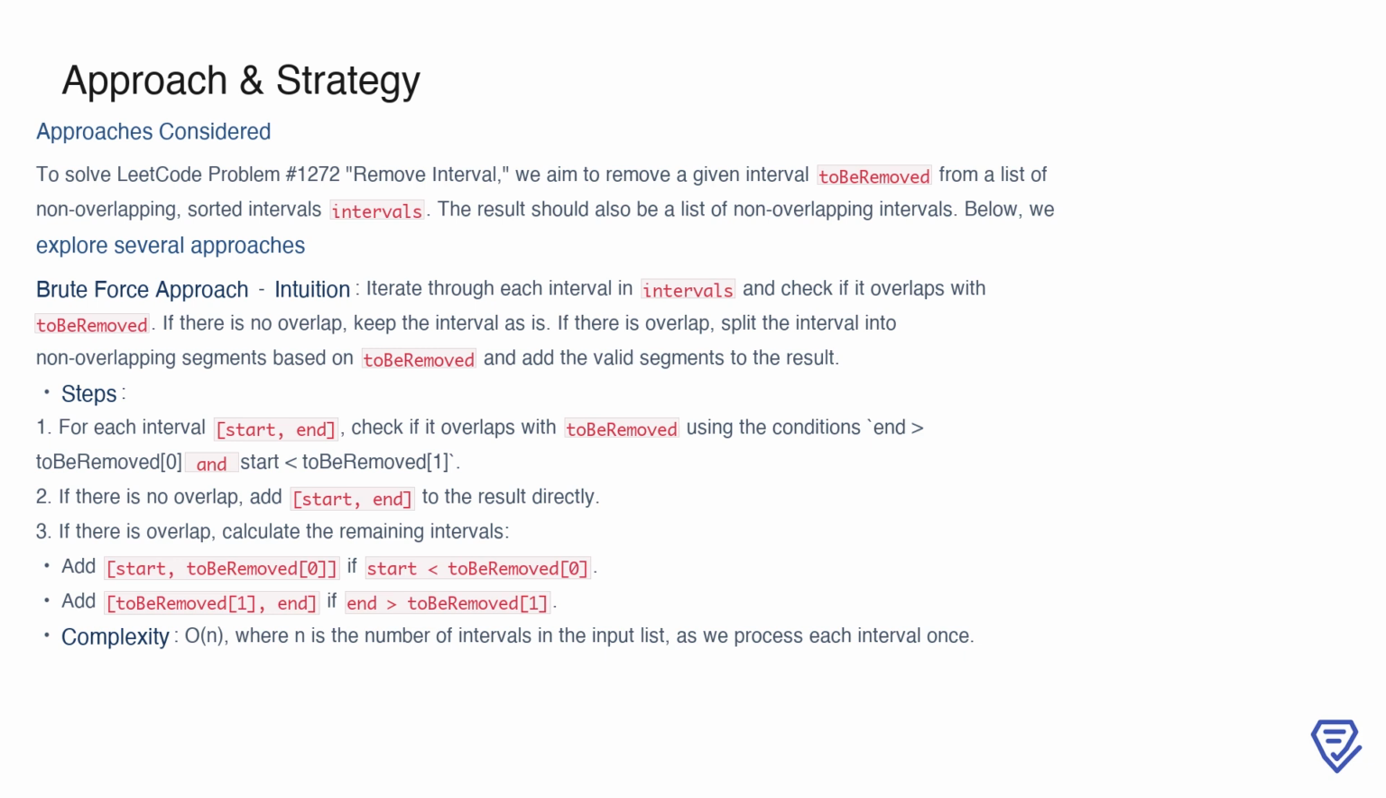The key steps for this approach involve performing overlap checks based on the conditions end of to be removed <= 0, and start of to be removed >= 1, and then splitting the interval into segments if necessary. This process ensures we handle every interval in a single pass, giving a time complexity of O(n), where n is the number of intervals in the list.